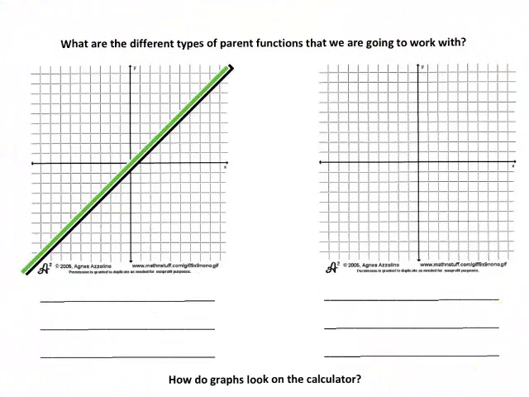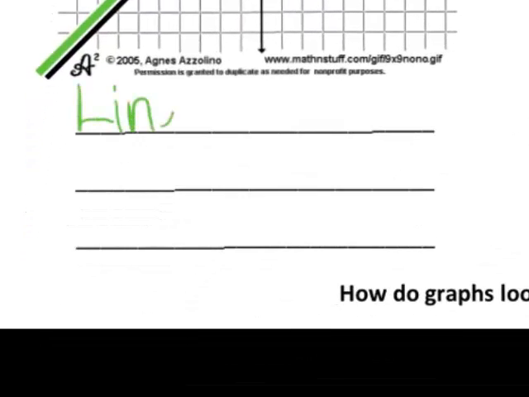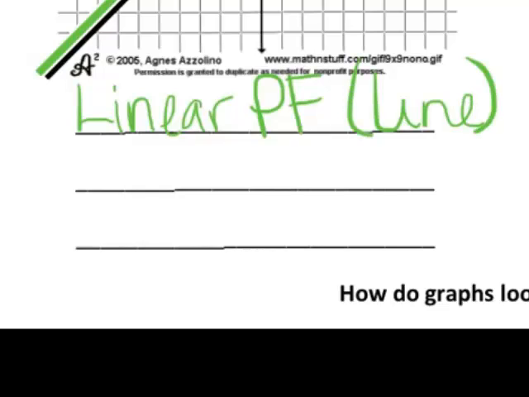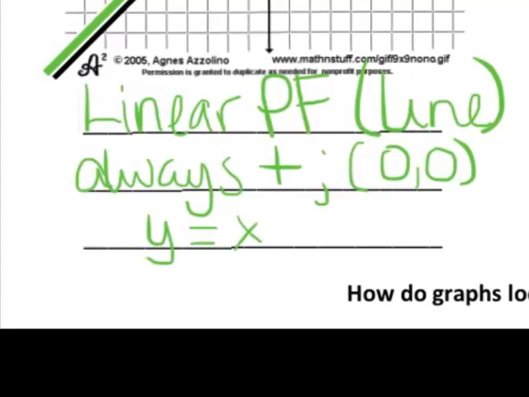Today we're going to talk about two different types of parent functions, and the one we're going to start with is our linear parent function. Our linear parent function is a straight line. It's always positive, and it has to pass through our origin of 0, 0. The equation of this line is y equals x, the simplest form of the equation.